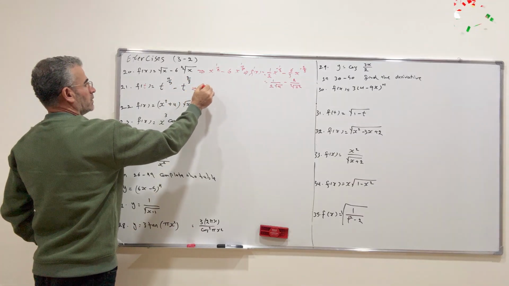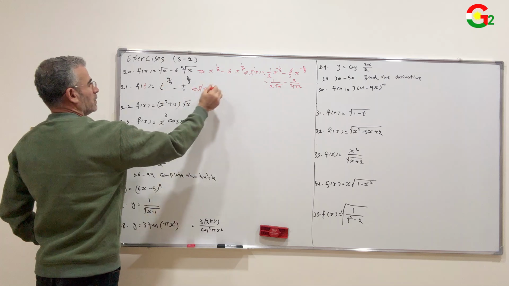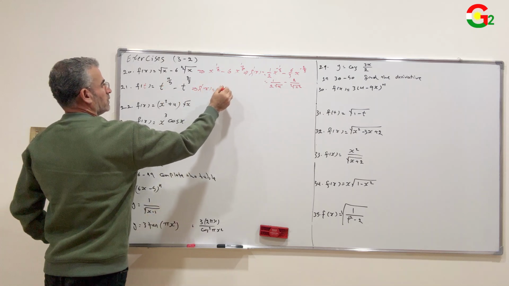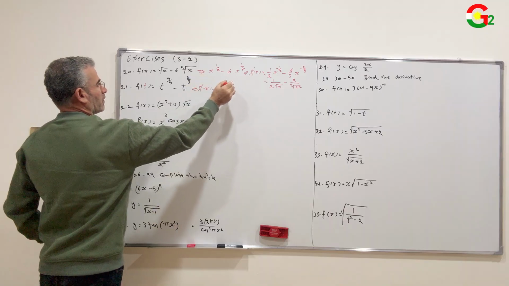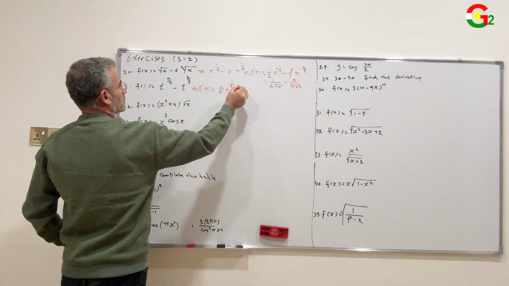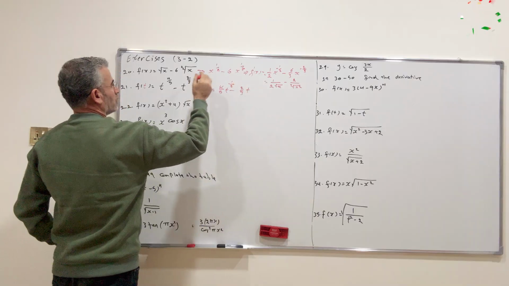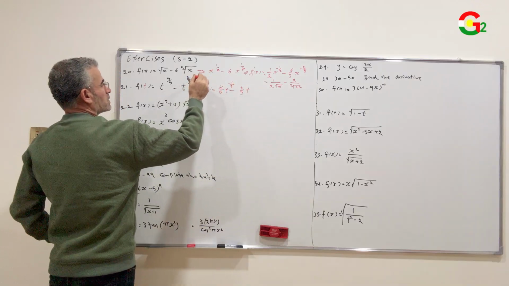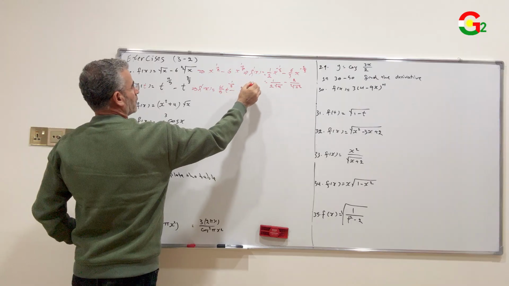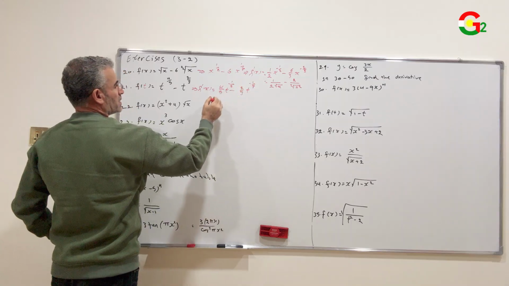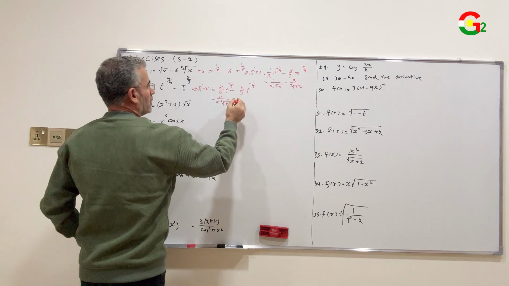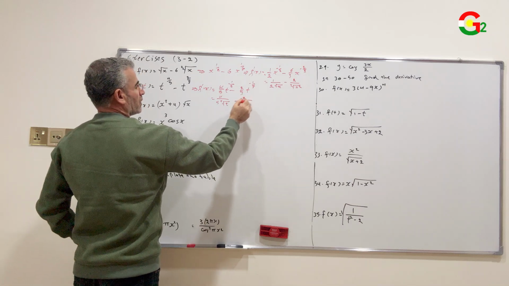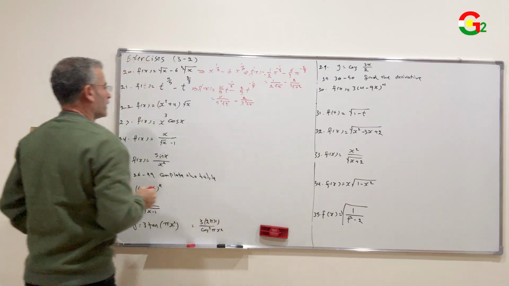Simplify it, derive it directly. 4 over 5 t to the 4 over 5 minus 1, minus 2 over 3 t to the 2 over 3 minus 1. Rewrite it as 4 over 5 fifth root of t minus 2 over 3 cube root of t.